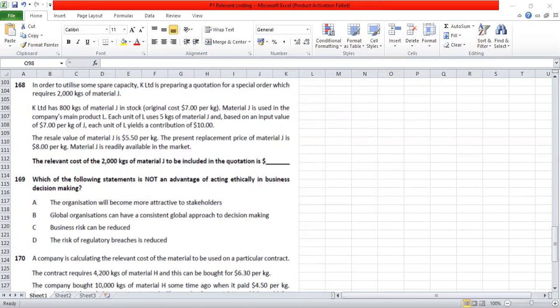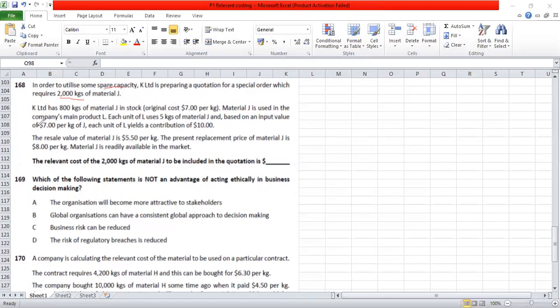So there is spare capacity. That's the concept here. They are preparing a quotation for a special order which requires 2000 kgs of material. XK Limited has 800 kgs of material J in stock. Stock already purchased and in stock. The original cost of it is 7 per kg. This is all historical in nature. They have already purchased that. Now there is nothing to be done.